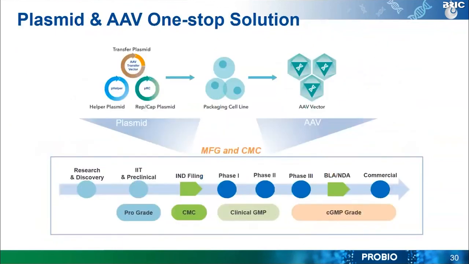Currently, we provide from plasmid manufacturing to AAV CMC study and manufacturing services, and we can support your projects in the whole drug development cycle. We have research grade for preclinical study, CMC study for IND filing, clinical GMP grade for early phases, and cGMP grade for late clinical phase and commercialization.